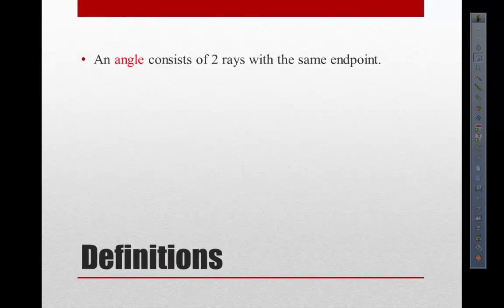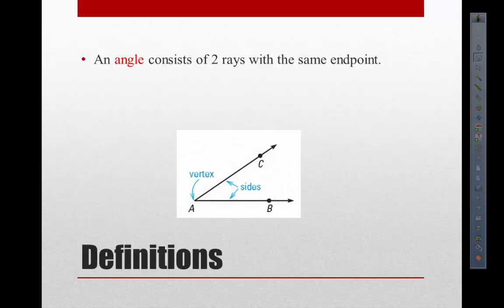Okay, so here are some definitions. An angle consists of two rays with the same endpoint. So here's a drawing. Oh, I'll give that to you here in a little bit. Don't worry about it. I'll pass it out. So an angle consists of two rays with the same endpoint. The endpoint that's common to both rays is called the vertex, as you can see right here.